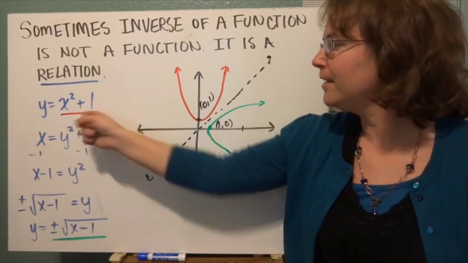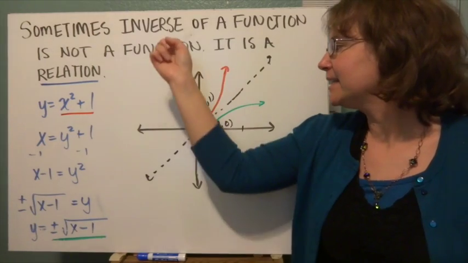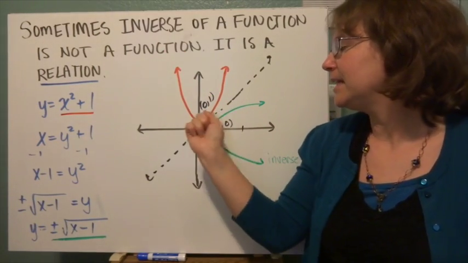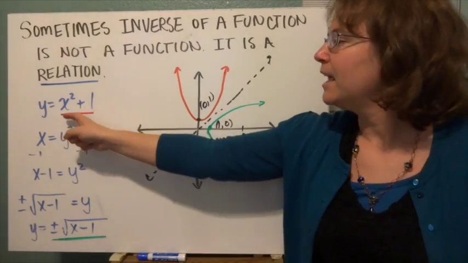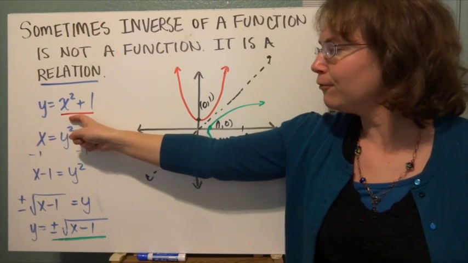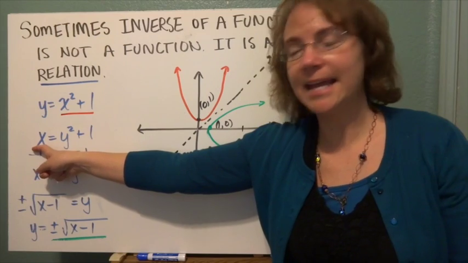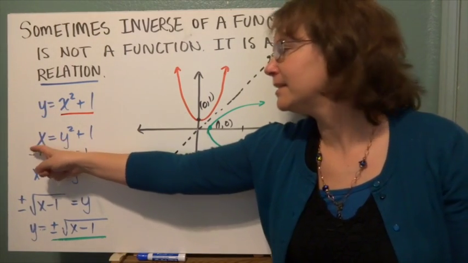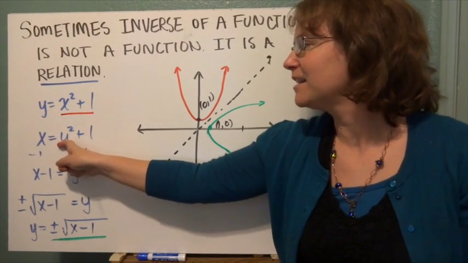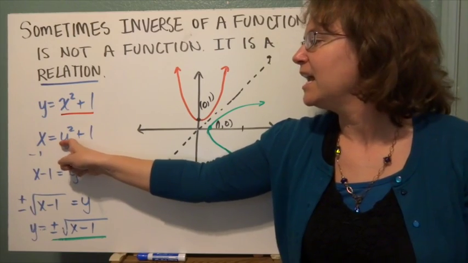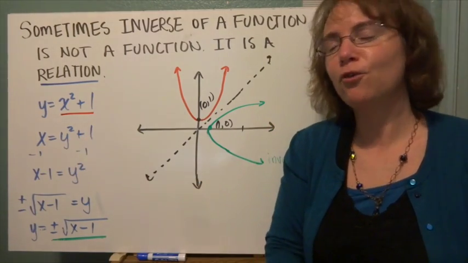This is a parabola. Its y-intercept is 1, and it looks like this. (0, 1) is the y-intercept. And then if we want to find the inverse, we switch the x's and y's. So instead of a y here, I put an x, and instead of an x squared here, I have a y squared plus 1. And then I'm going to solve for y.